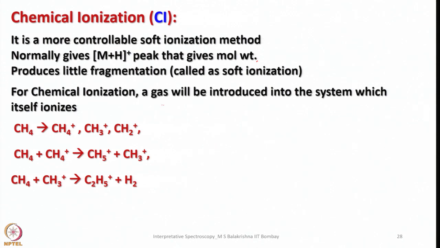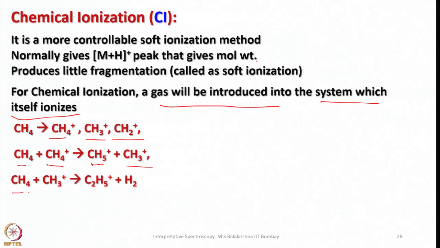For chemical ionization, a gas is introduced into the system which itself ionizes. For example, here we are letting methane gas into the ionization chamber while analyzing. CH4 fragments into CH4 plus, CH3 plus, and CH2 plus. CH4 plus can combine with CH4 to give CH5 plus and CH3 plus, and again various combinations. CH4 plus can also combine with CH3 plus to give C2H5 plus and H2. So these all happen in chemical ionization with what we call a carrier gas.